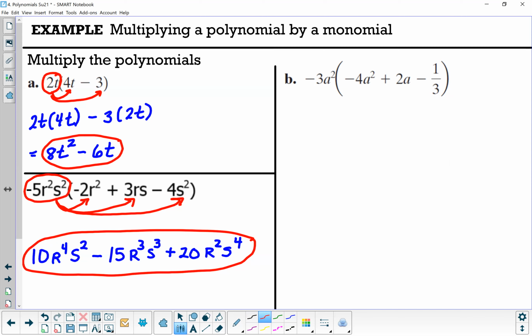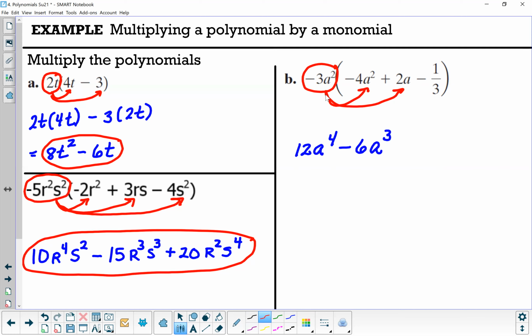All right, so we are distributing the negative 3a squared first to the minus 4a squared. So that's negative 3 times negative 4, that gives us positive 12. And then a squared times a squared. Add your exponents, a to the 4th power. Next, distributing the negative 3a squared to the plus 2a. So the negative 3 times the positive 2, so we have negative 6. A squared times a to the 1st power. Add your exponent. So that's a cubed.